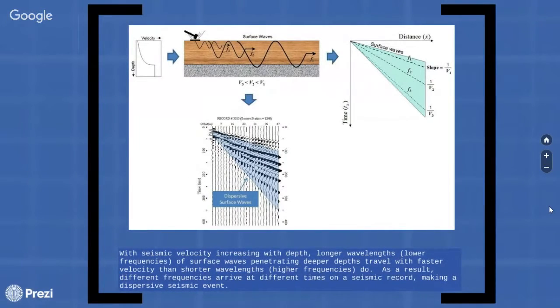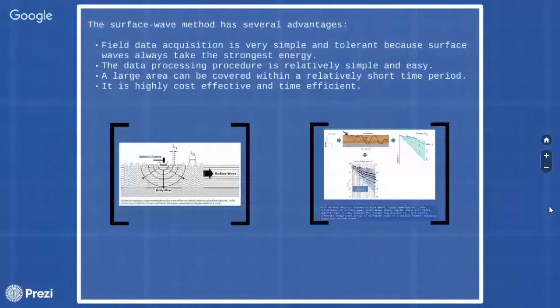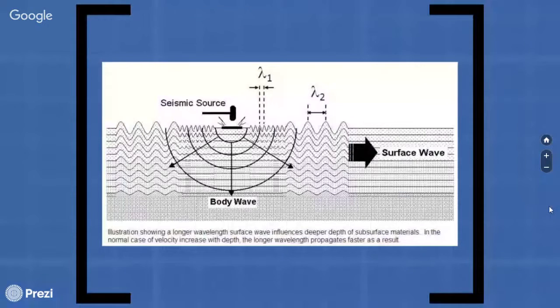Surface waves have several advantages. Field data acquisition is very simple and tolerant because surface waves always carry the strongest energy. The data processing procedure is relatively simple and easy, even for non-experienced people. A large area can be covered in a relatively short time period. Because of all the above reasons, it's highly cost-effective and time-efficient.